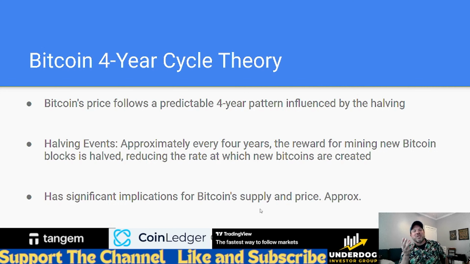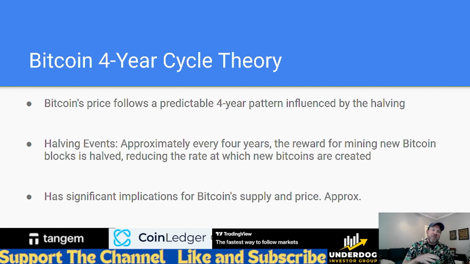So Bitcoin's 4-year cycle theory follows a predictable 4-year pattern that's influenced by the halving events like we just talked about. The halving events happen approximately every 4 years, and basically all it means is the rewards for Bitcoin mining are cut in half. This has significant implications for Bitcoin's price and for its supply. What that means is Bitcoin's price is going to be affected by the decrease in supply that happens.